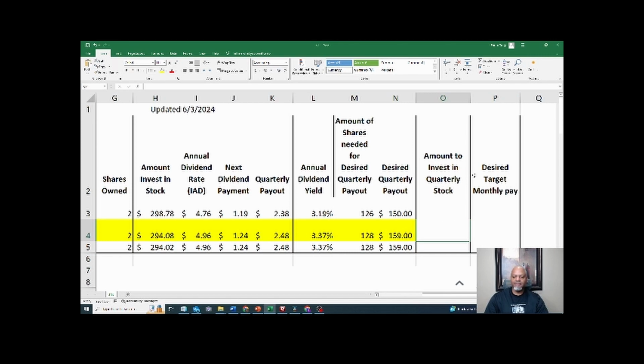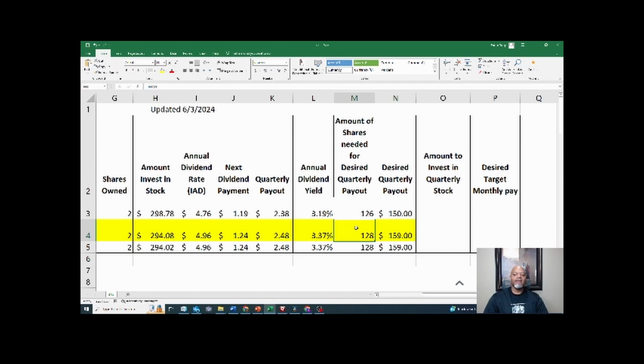I stated before, these columns I had messed up on the calculation, so I have to put a new calculation in. But this right here is the amount to invest quarterly into your stock. These columns are the amount of shares needed for desired quarterly payout for me to get more shares of stock, or at least one share of stock. So if I just stop and let this go on its own, it'll always buy 4 shares every year if I stop at 128 shares.